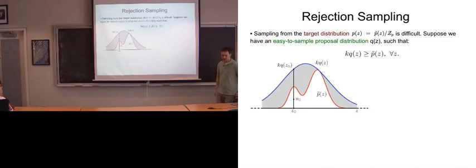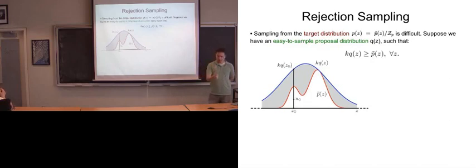Let's look at rejection sampling. So rejection sampling is another way of sampling. Let's say that we're going to be sampling from some target distribution P, right? And let's say the target distribution P is difficult to sample from. It's P tilde divided by a normalizing constant. But suppose we have an easy to sample proposal distribution Q.